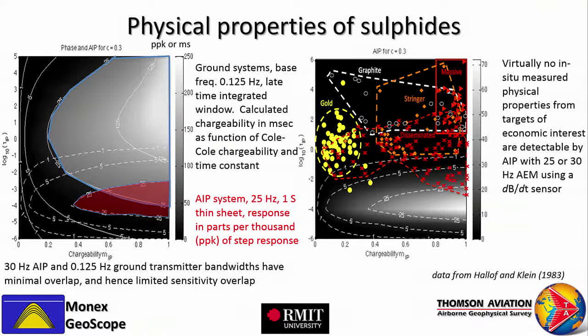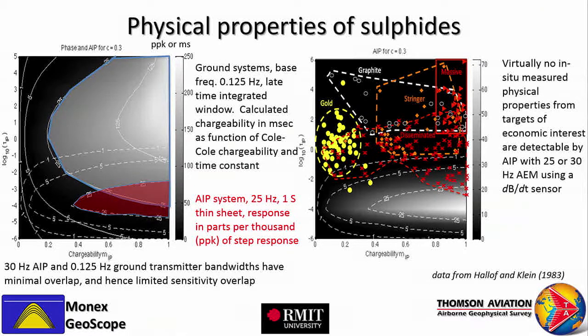And we can see that if we look at a Cole-Cole model with a C equals 0.3, which is typical of most economic mineral zones, the sensitivity, which is shaded, extends from milliseconds up to, well, it's a log scale, days. So we can see the ground system is quite sensitive to a wide range of time constants.